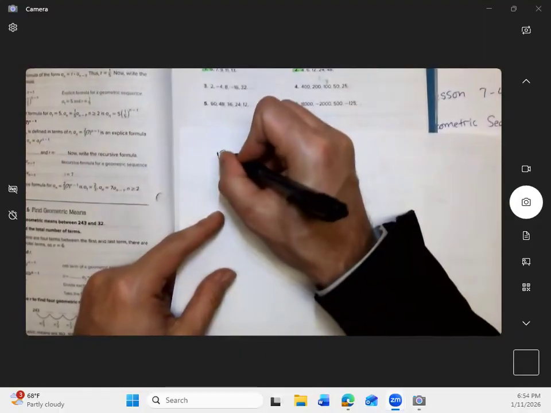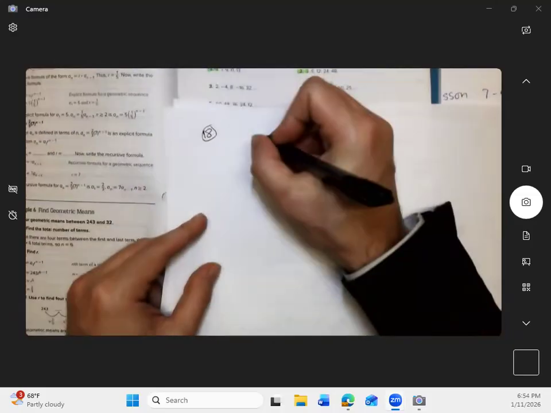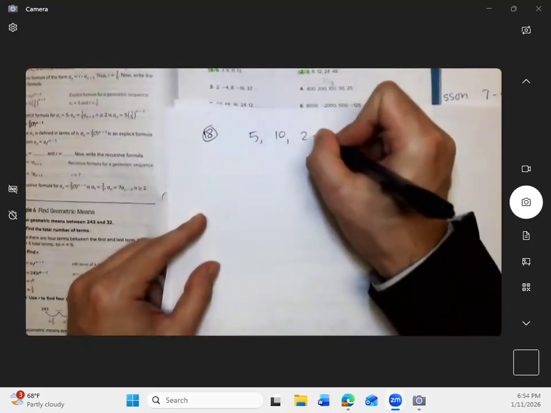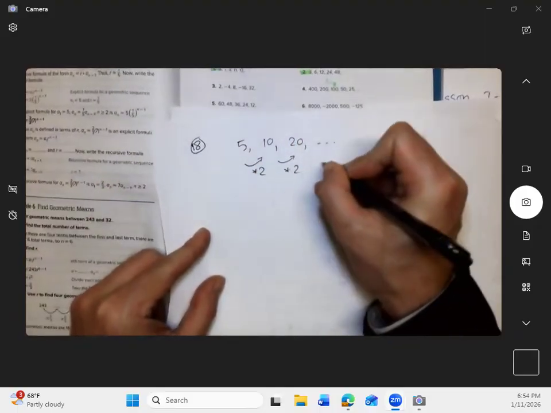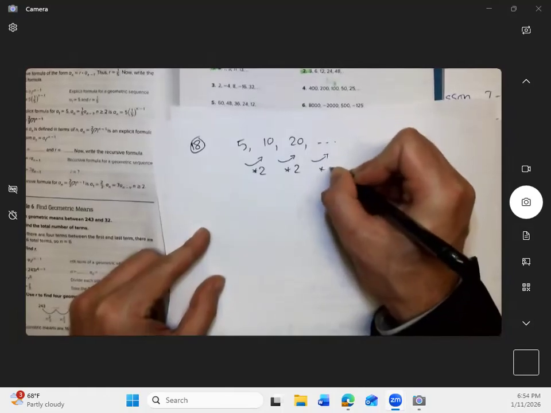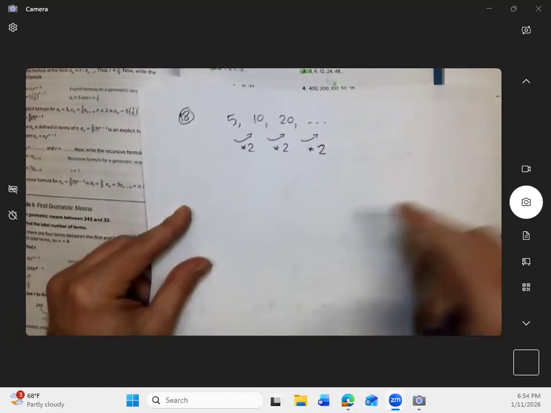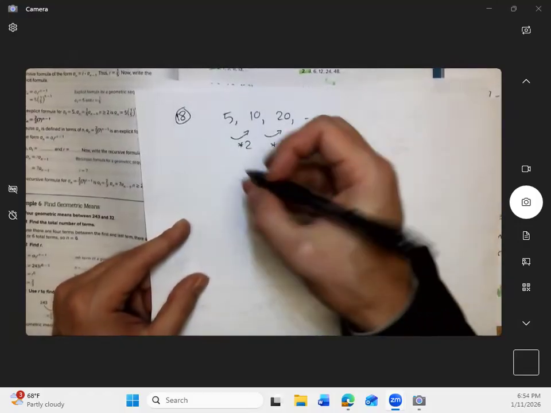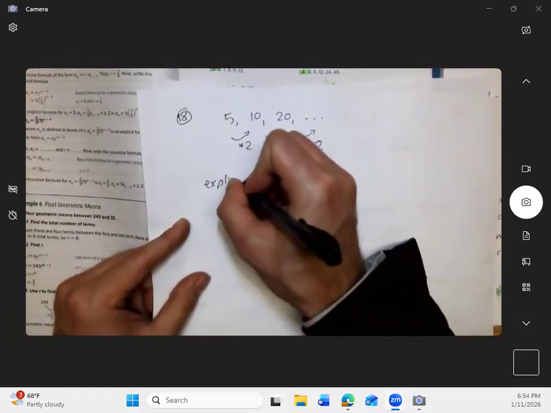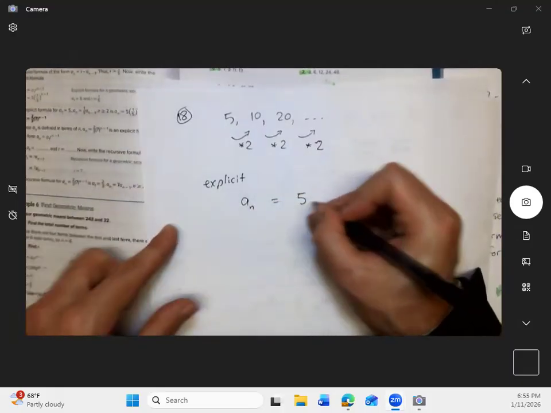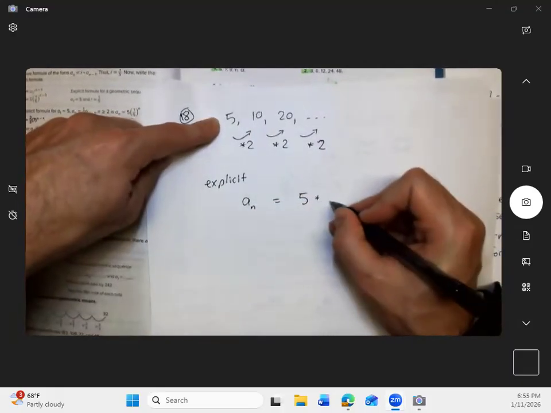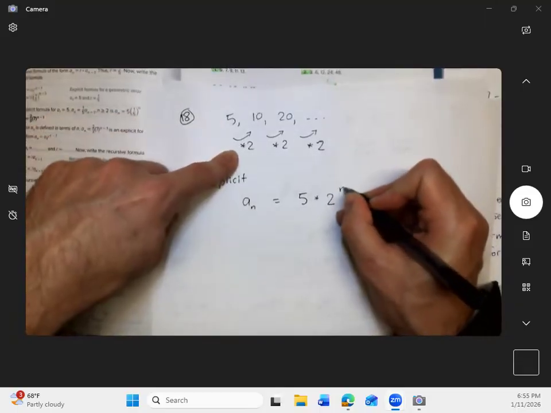Let's do another one of those. Number 18. The sequence is 5, 10, 20, and so on, and it's a geometric sequence. So it looks like I'm just multiplying by 2 each time. So explicit would be the nth term is equal to the first term, 5, times the common ratio of 2 to the n minus 1.